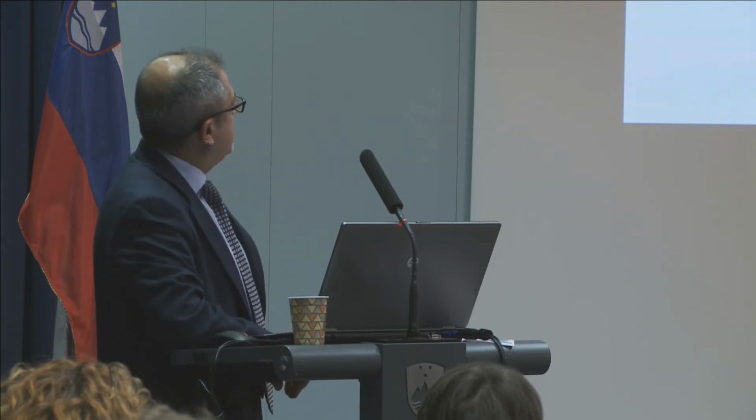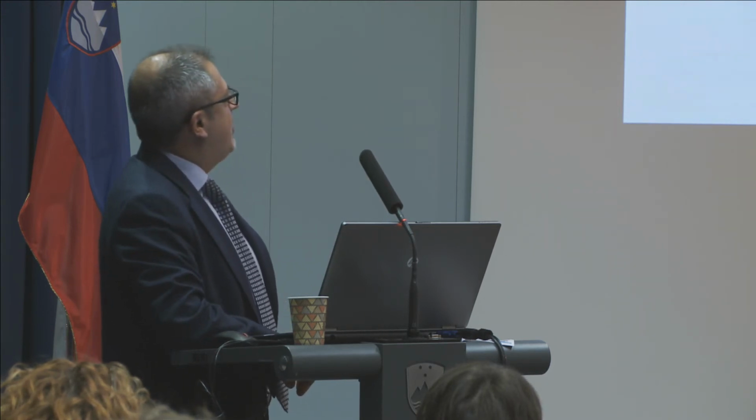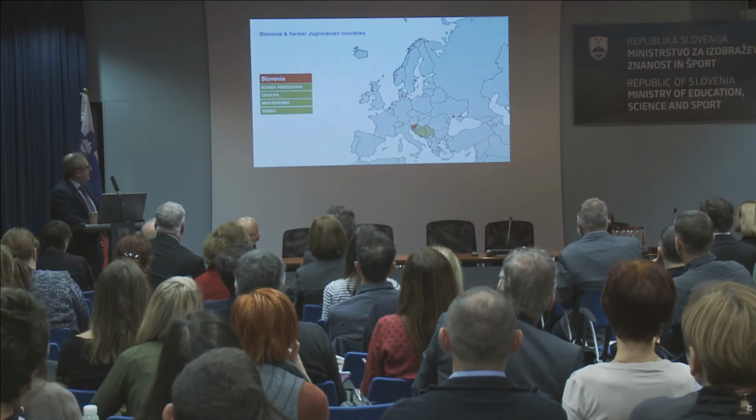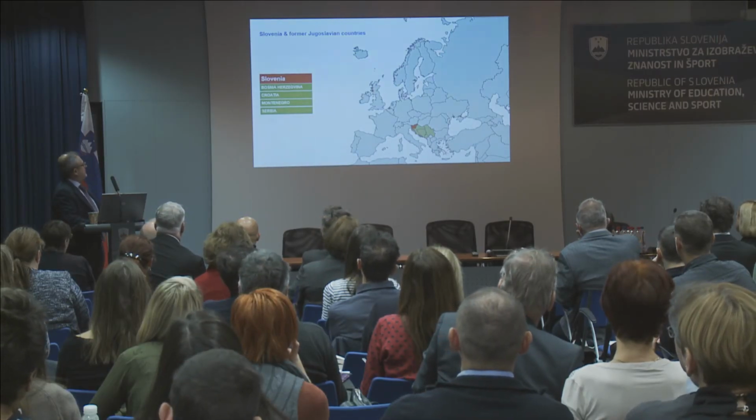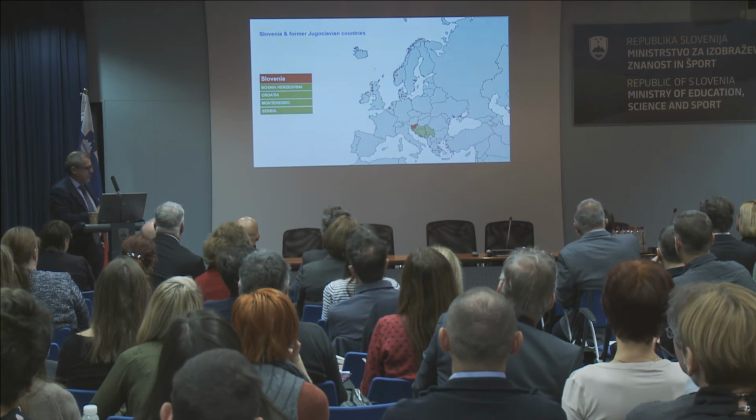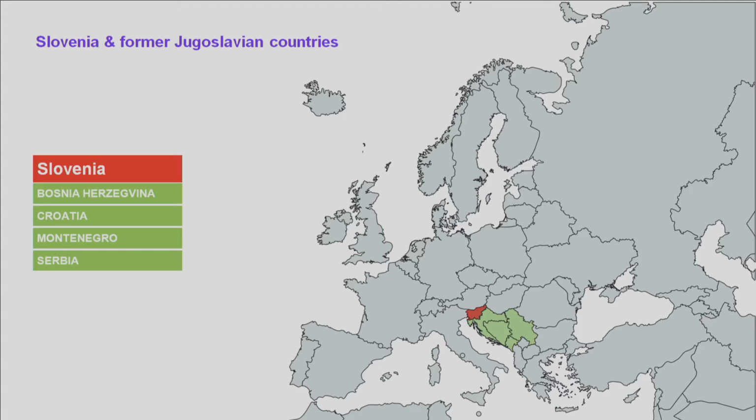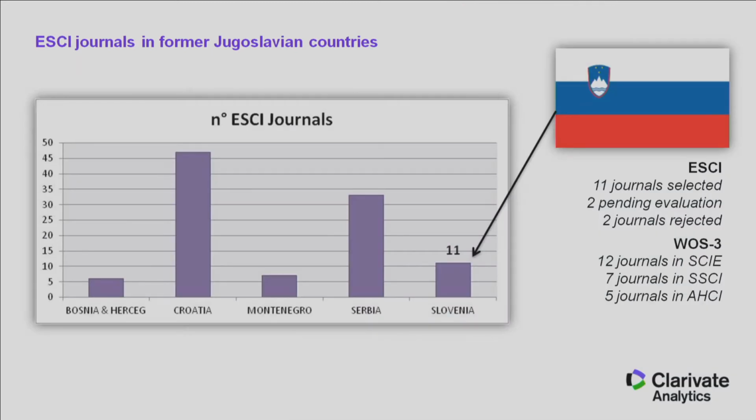And let's have a look at the situation of Slovenia. This time I did not choose the surrounding countries, so I cannot be wrong, but I chose the former Yugoslavian countries, and maybe I've been wrong as well, but anyway, these are the countries, and this is the selection for Slovenia. So we have selected 11 new Slovenian journals in HESCI. And you see over there the general numbers.